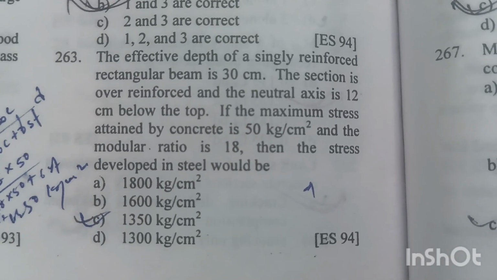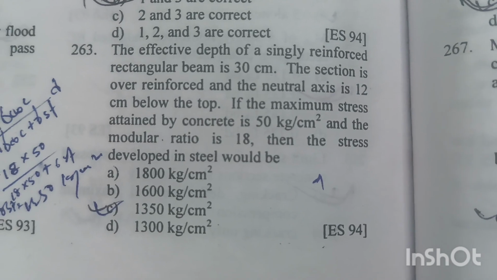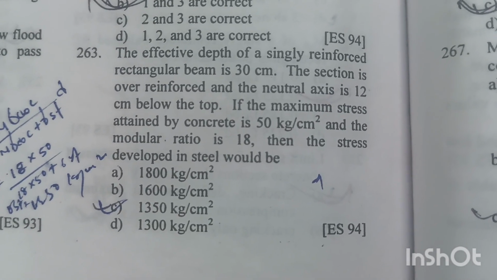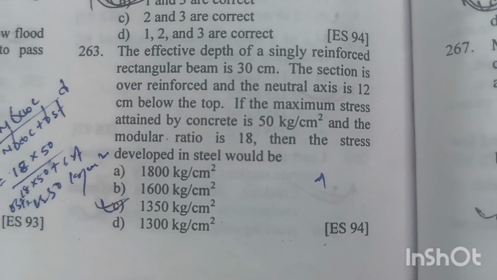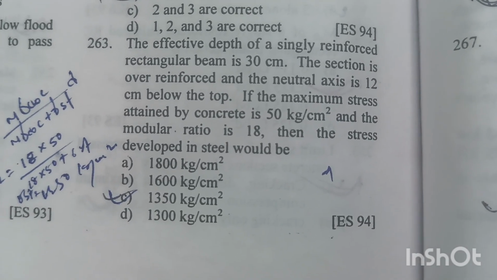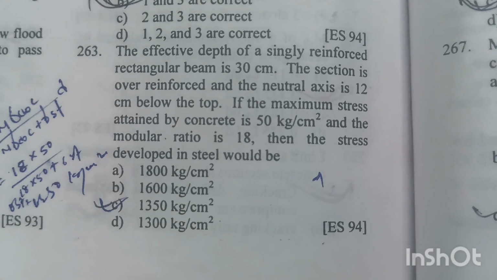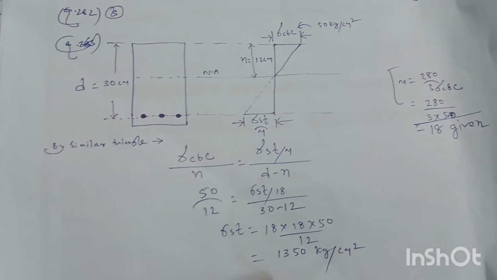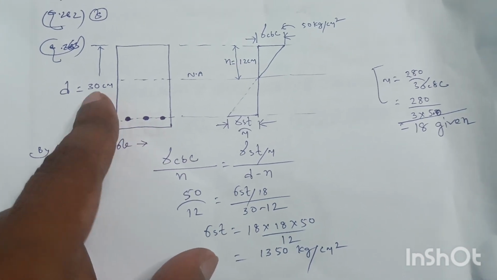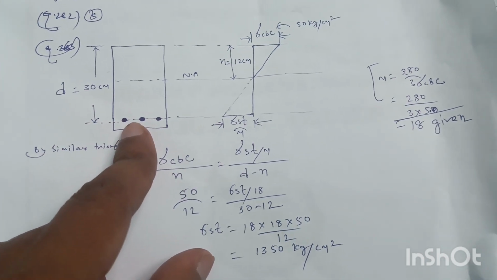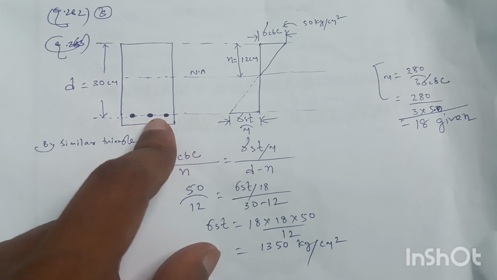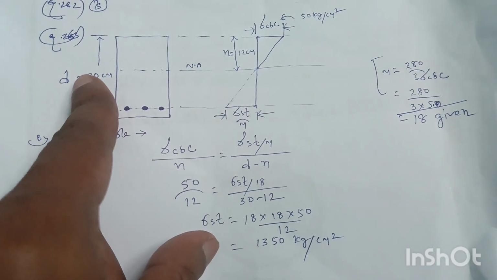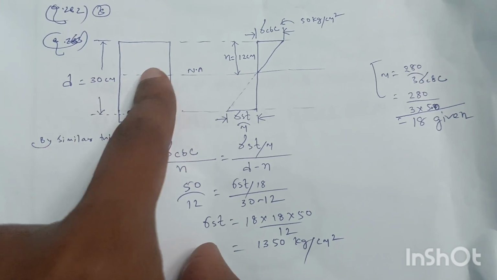Question number 263. The effective depth of a singly reinforced rectangular beam is 30 cm. The section is over reinforced and the neutral axis is 12 cm below the top. If the maximum stress attained by concrete is 50 kg per centimeter square and the modular ratio is 18, then the stress developed in the steel would be. This is the reinforced rectangular beam section. The effective depth, that is the distance from the center of the tensile steel to the extreme top fiber, that is small d equal to 30 centimeter. This is the neutral axis.